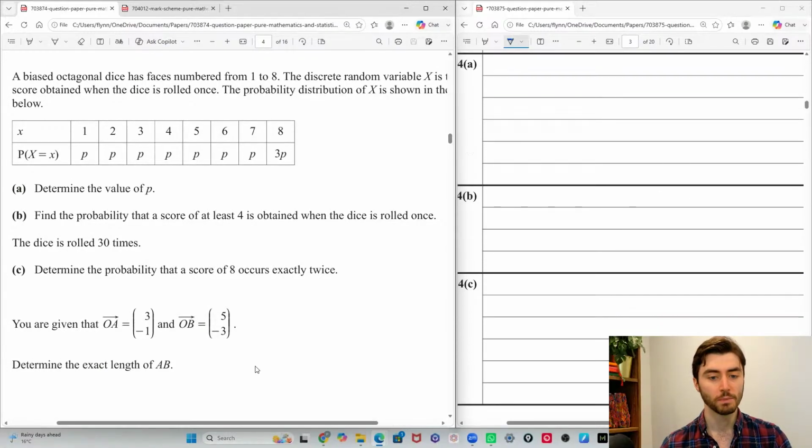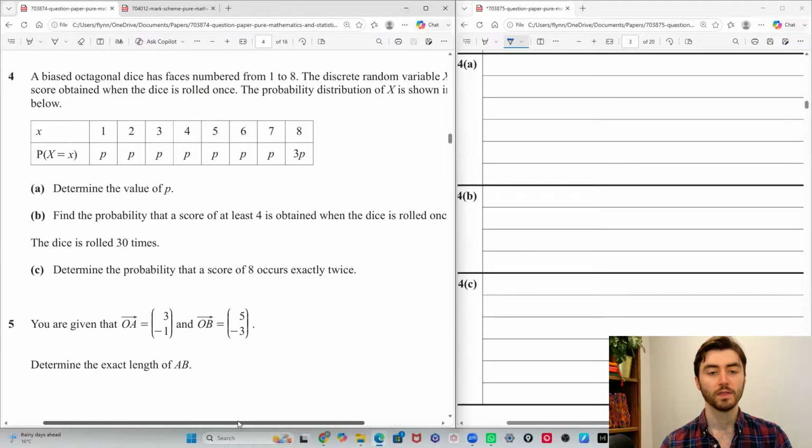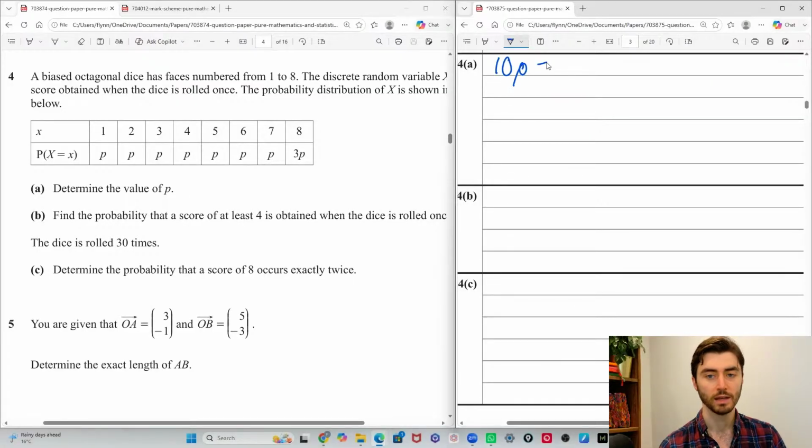Okay, well, with any probability distribution, the basic idea being tested is that the sum of the probabilities is 1. So 1, 2, 3, 4, 5, 6, 7p. So 10p is equal to 1. p equals 0.1. The end.